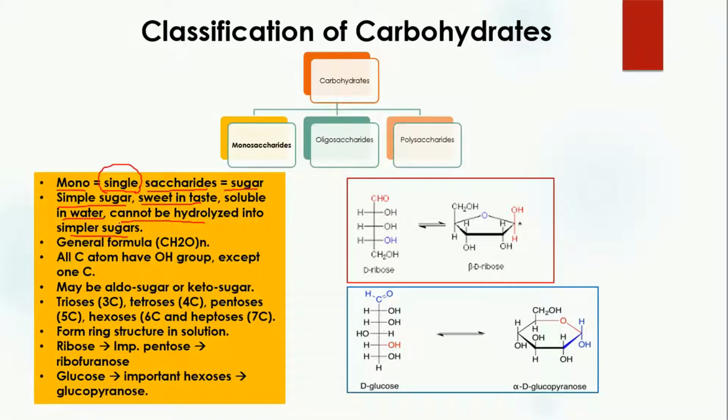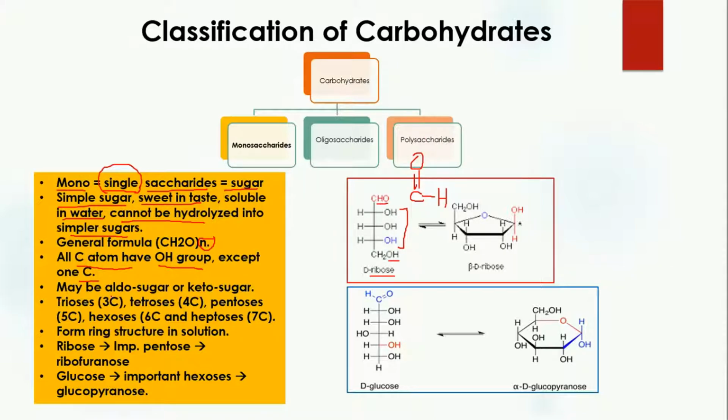The general formula for the monosaccharides is CH2O. In the monosaccharides, all carbon atoms have an OH group except one. Here you can see an example of ribose sugar. You can see this carbon has an OH group, and they all have an OH group except this one. This carbon has a C double bond O, and instead of OH it has an H group. So all the carbons have an OH group except one.